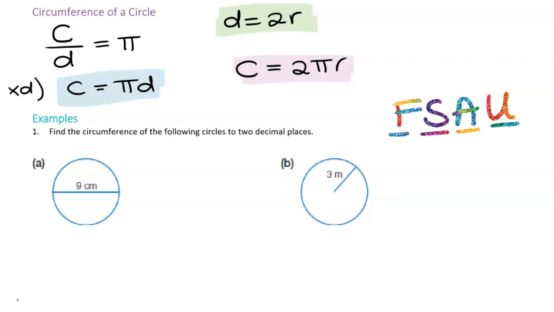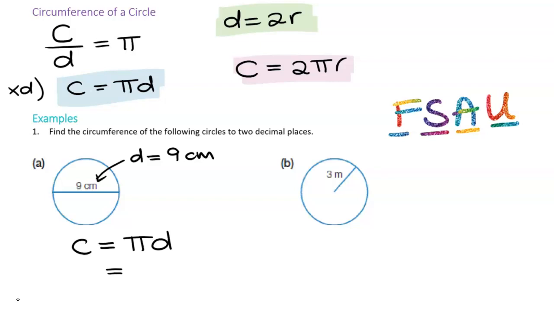We've got a circle here, and this is 9 centimeters. Do you think this is the radius or the diameter? It's the diameter, so you might find it useful to write d equals 9 centimeters. So we're going to start off by doing our equation or our formula. Because we've got a diameter, we're going to be using c equals pi d. Then we're going to do the substitution step.